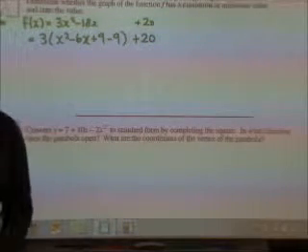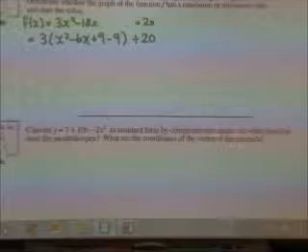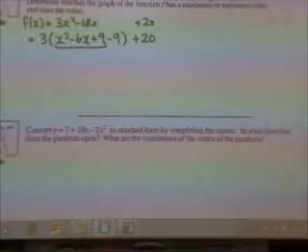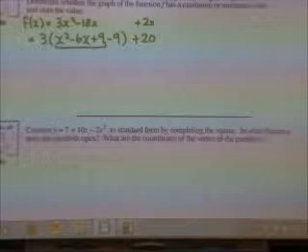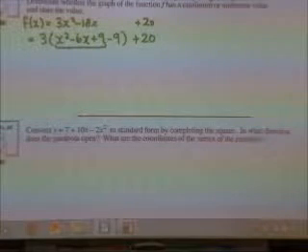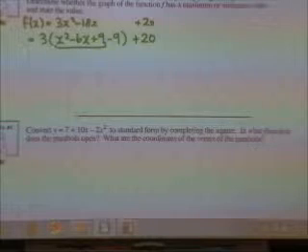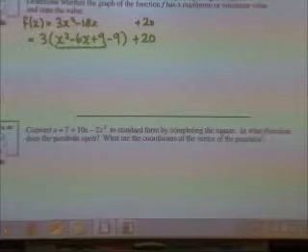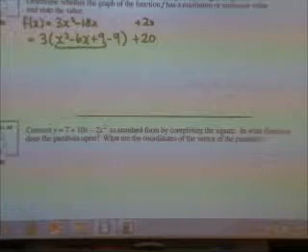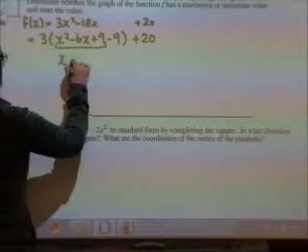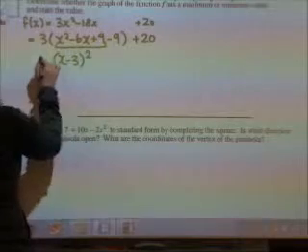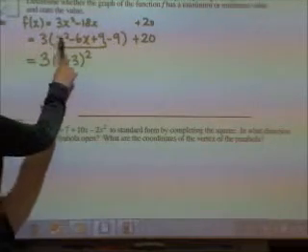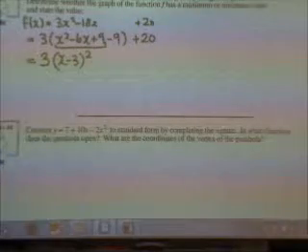We have one last little glitch. So when I go to factor x squared minus 6x plus 9, what do I get? X minus 3 squared. Okay. And I still have this 3 out in front. This 3 is multiplied by everything inside the bracket.